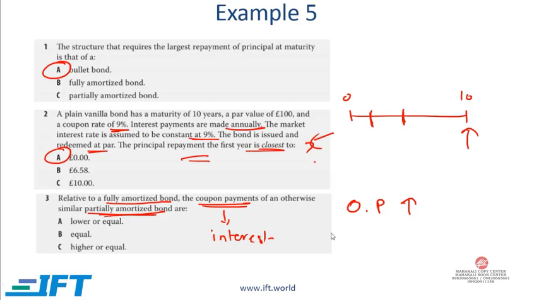And how do we know that? That fact is contained in this word over here. When the question says otherwise similar, what this really means is that the market interest rate, the rate that we use to determine the interest amount, is the same for both these bonds. So with the partially amortized bond, the outstanding principal is higher, the interest rate is the same, therefore the interest payment is going to be higher than the interest payment for the fully amortized bond. The correct answer therefore is C.